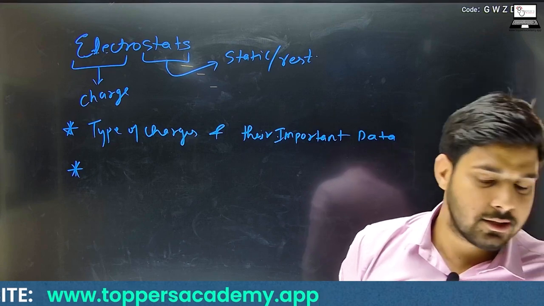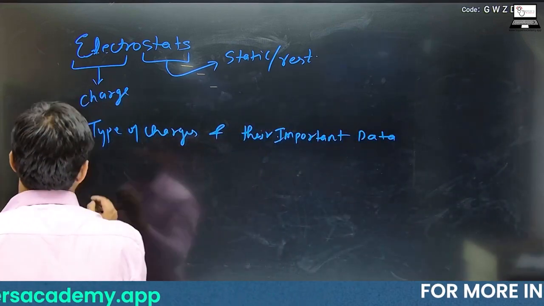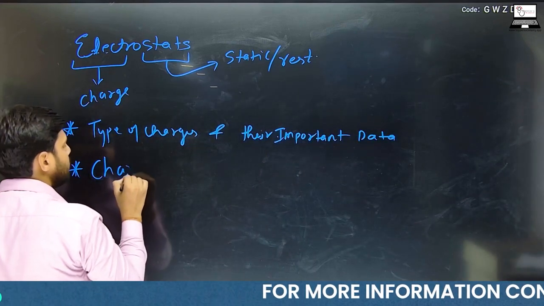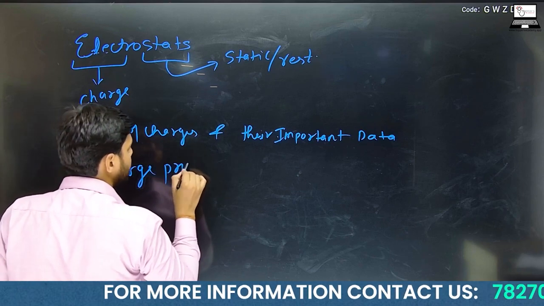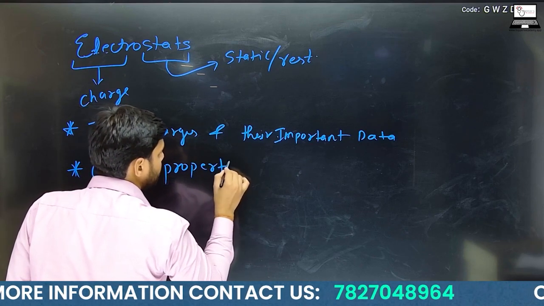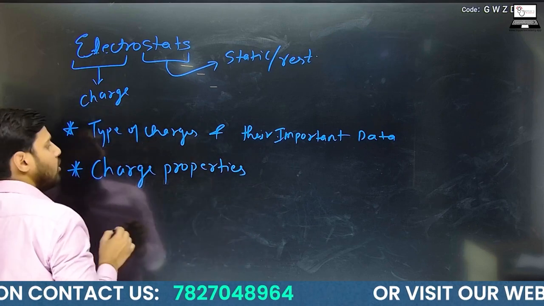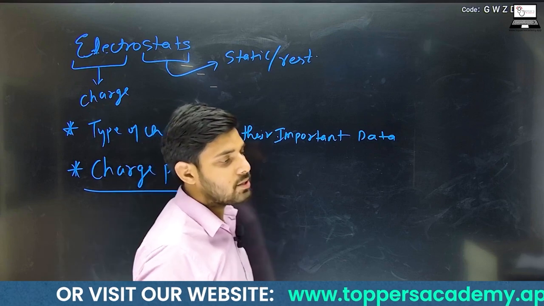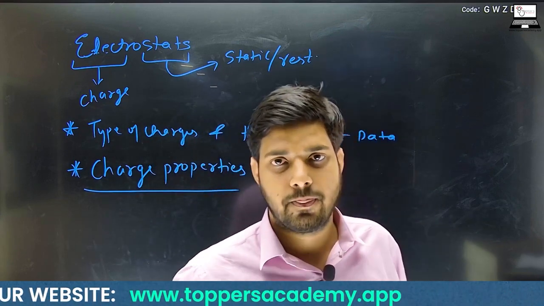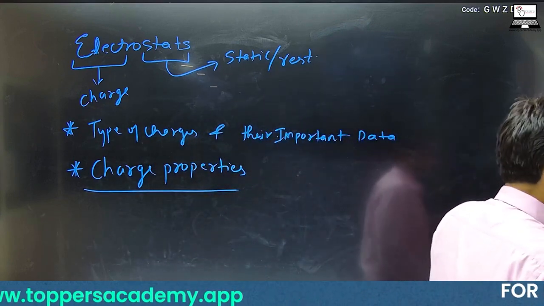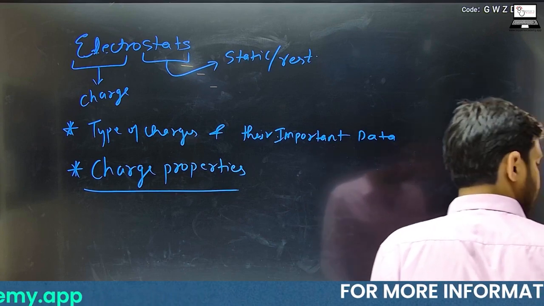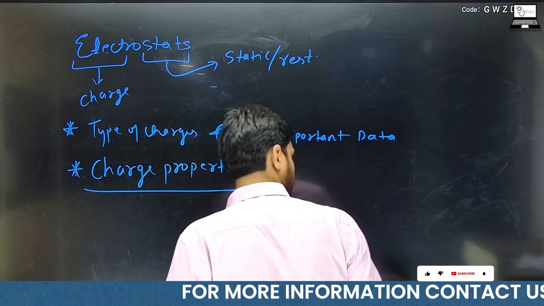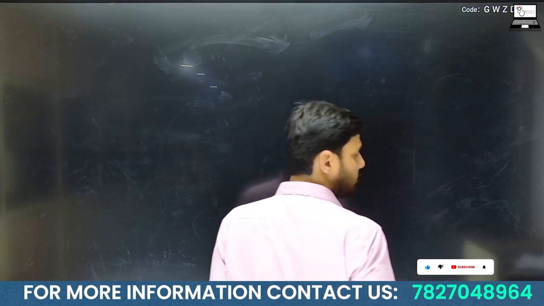And the second thing is charge property, or you can say properties of charge. So these are the two topics that we are going to cover in today's class. Clear? Now let's start from the first thing, that is electric charge at rest.